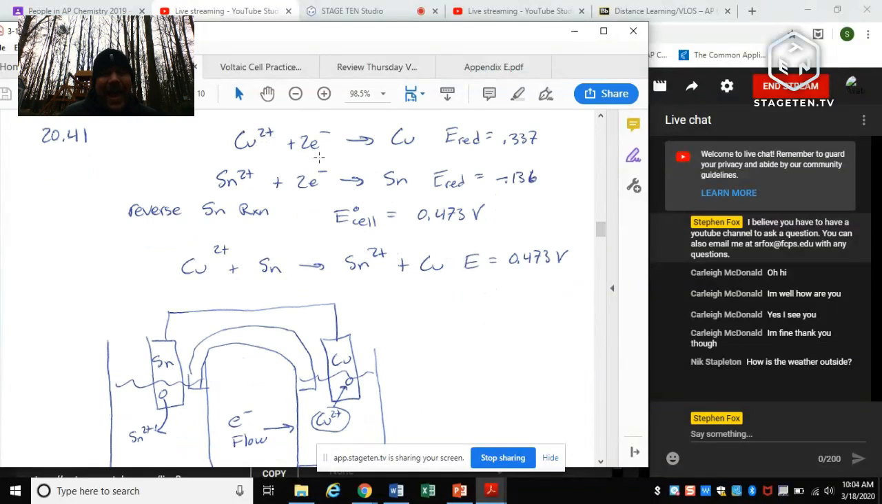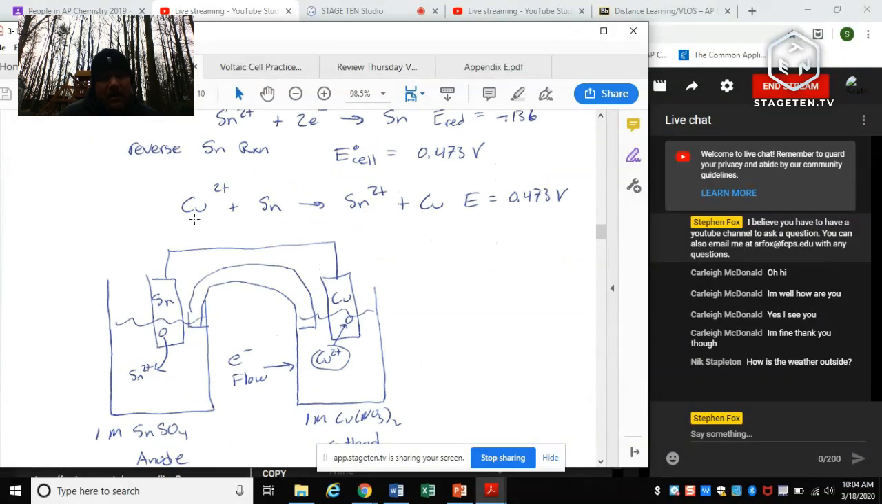When we look at n in the delta G equations on your formula sheet, the n refers to the number of electrons, and so in this case n would be 2 because it's 2 moles of electrons being transferred. Okay, so if we made a battery out of the copper and tin, we'd have tin 2 plus in solution over here, and we'd have a tin solid electrode, a copper solid electrode, and then copper ions in solution over here.